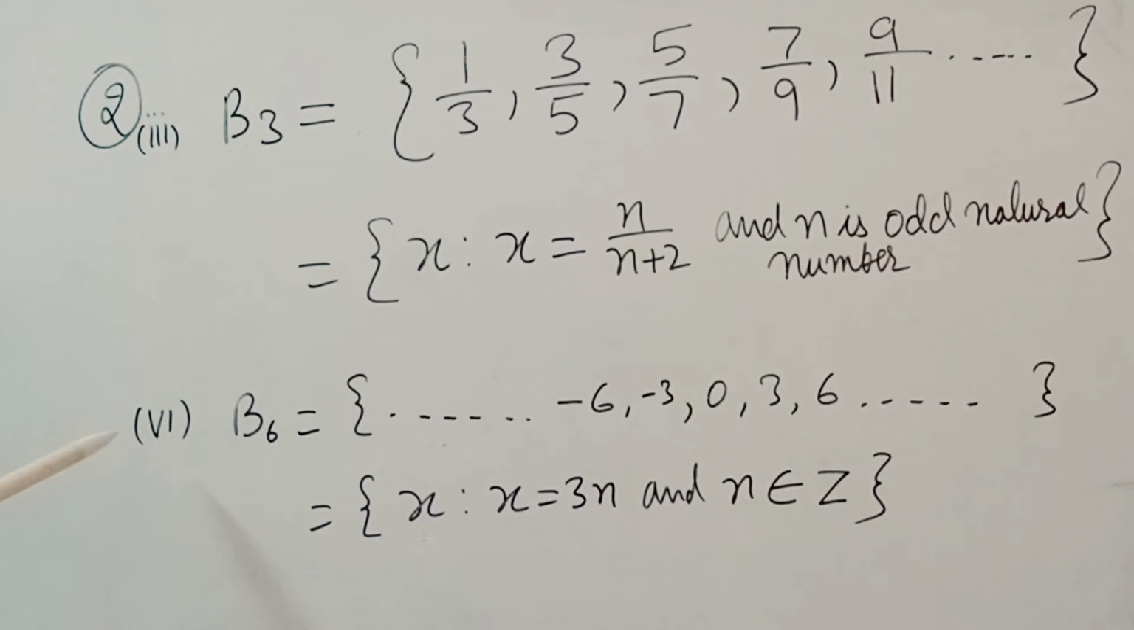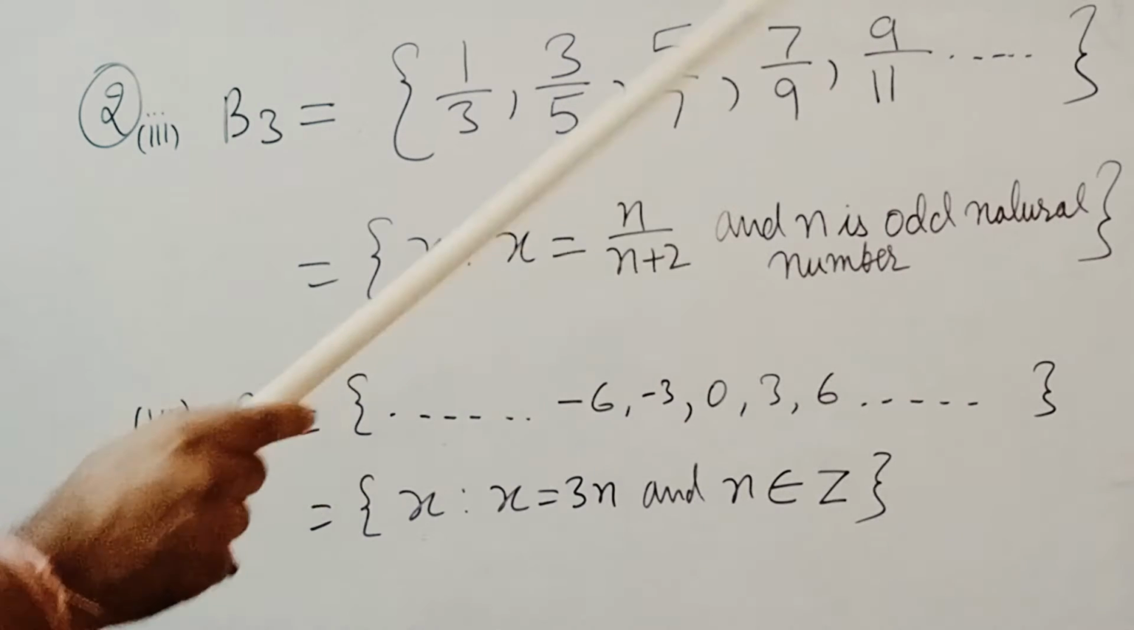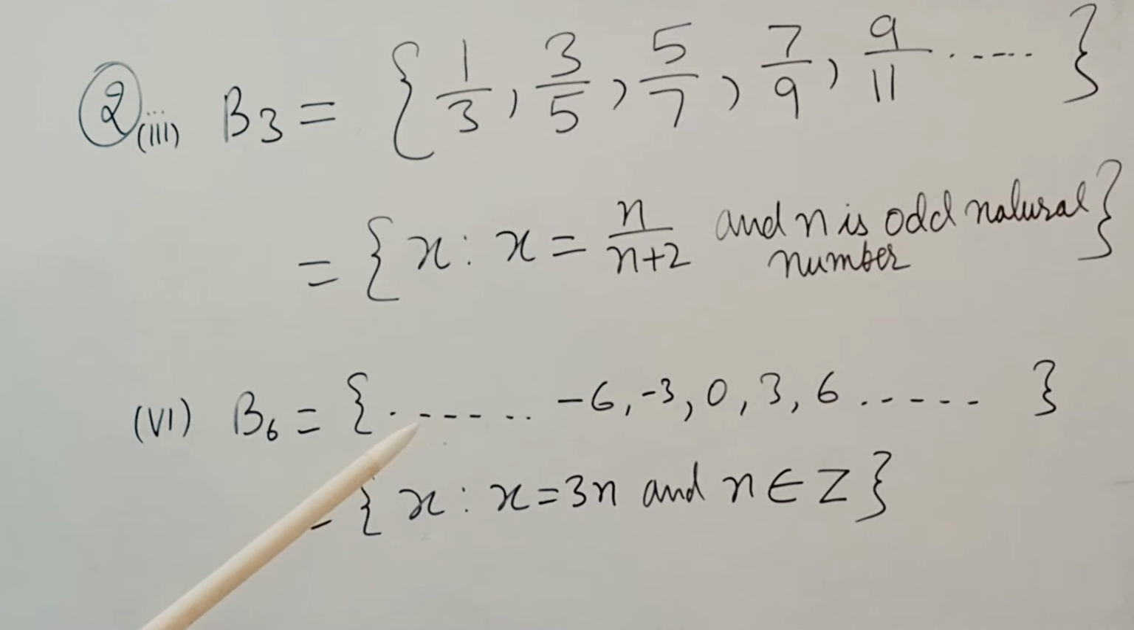Similarly, we have here the sixth part. B6 is given: minus 6 and so on on the left side, minus 3, 0, 3, 6 and so on on the right side. So what is the set? The set is B6 equal to x such that x equal to 3n, because first is minus 3 and then minus 6. What is the difference? We are multiplying by 3. So we will write x such that x equal to 3n.